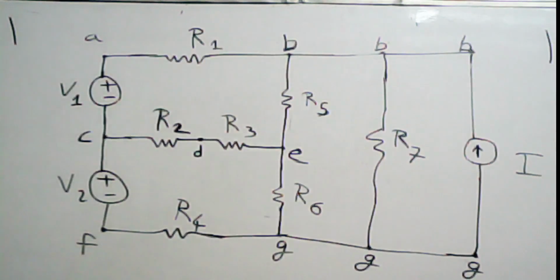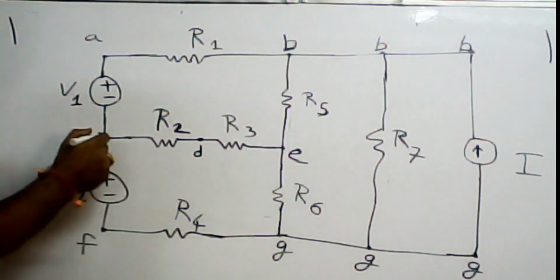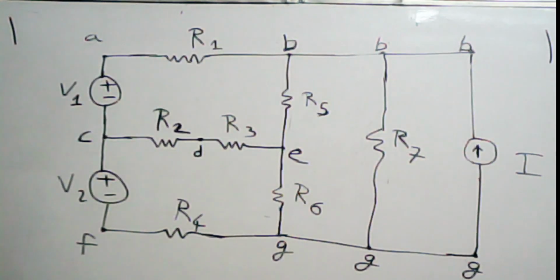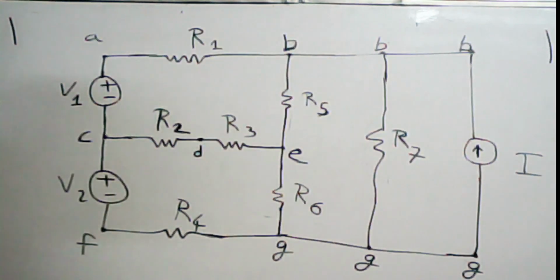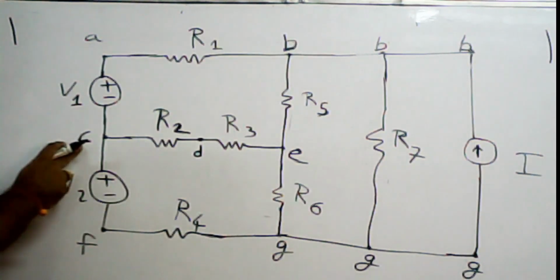This was node. Then comes essential nodes. Essential nodes are nodes where three or more elements are joining. A point in the network where at least three elements are joining. It can be four also, it can be five also, but it should join at least three elements. A node that joins three or more elements is called an essential node, like this. C: this node is joining R2, V1 and V2, three elements. So C can be called an essential node.